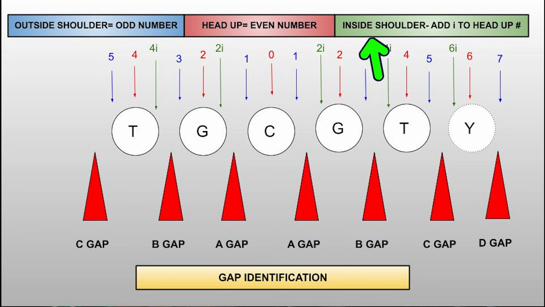Now, if we want to be inside shaded on the guard, tackle, and tight end, it's going to be the head up number plus an I. So head up the guard to the inside shoulder is a 2I, head up the tackle, inside shoulder is a 4I, and then head up the tight end, inside shoulder is a 6I.